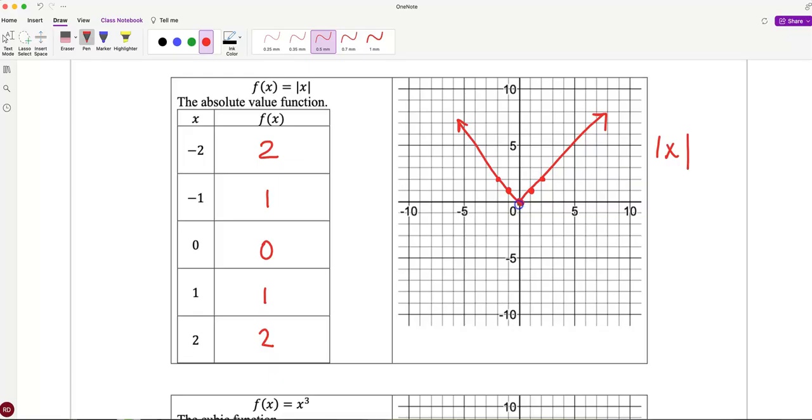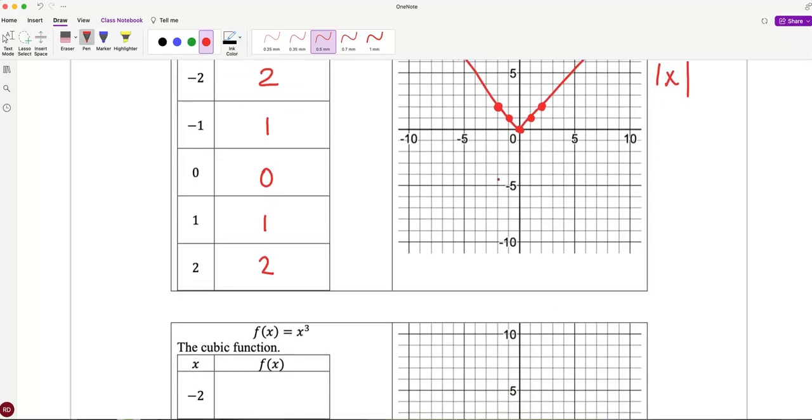So it looks like I started at 0. I went over 1, up 1, because the absolute value of 1 is 1. Over 2, up 2, the absolute value of 2 is 2. Left 1, up 1, the absolute value of -1 is 1. Left 2, up 2, absolute value of -2 was 2. So this one sort of looks like a V.